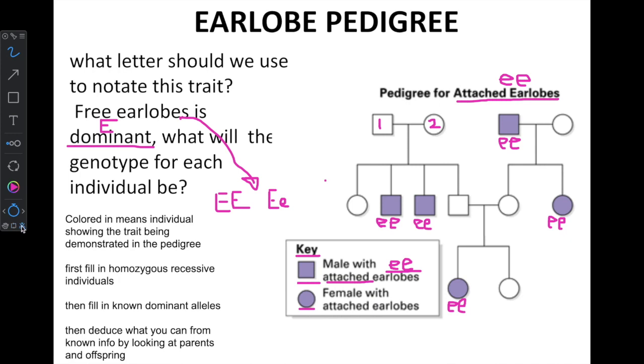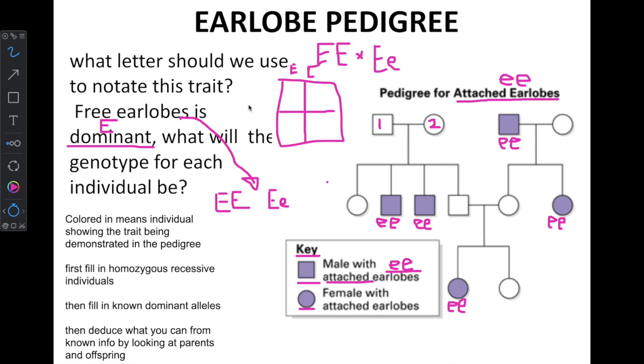Another possible pair of genotypes could be capital E, capital E for person 1, so homozygous dominant for person 1, and then heterozygous for person 2. So that could be another genotype pair we could have. We're going to make a little Punnett square to see if that would create recessive children. So we're going to slowly plug this in.